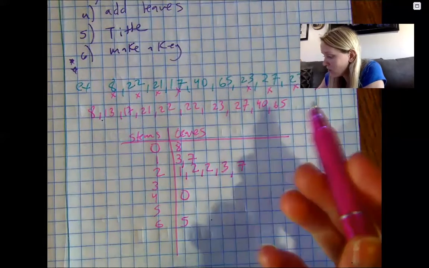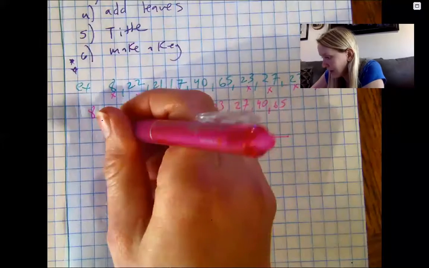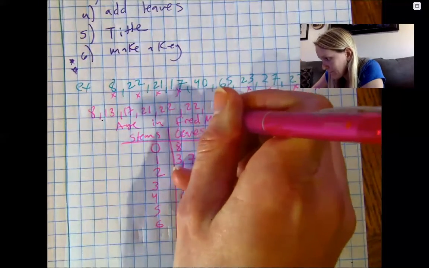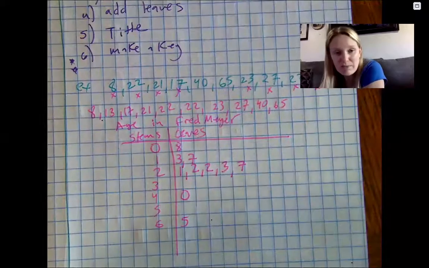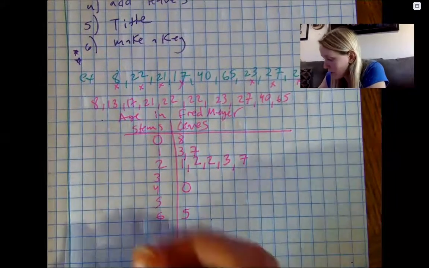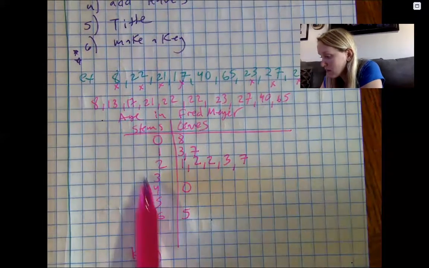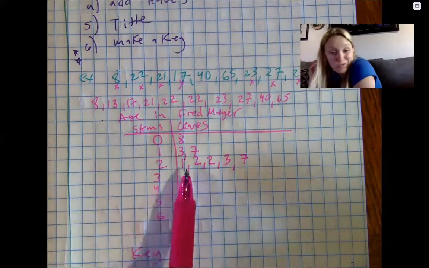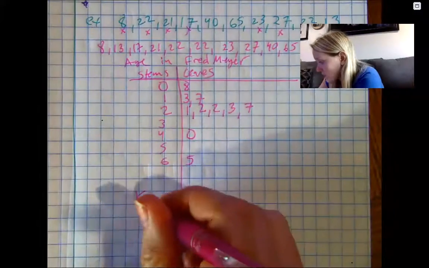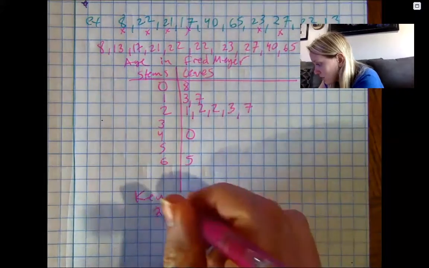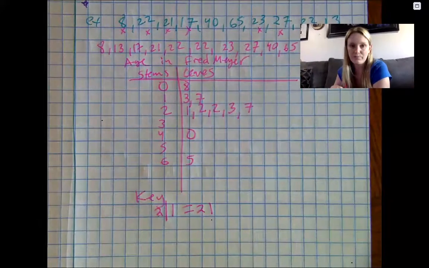Now, my title, I'm going to call this Age in Fred Meyer. And my last step is to make a key. At the bottom, you always write key, and then you give one example. I'm going to pick 21-year-olds because that's a fun age. So in my key, I'm going to write 2 line 1 means 21.